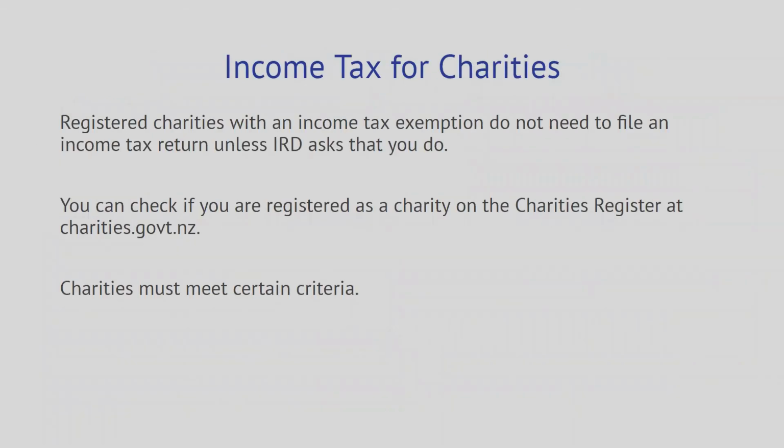So income tax for charities. Registered charities with an income tax exemption do not need to file income tax returns unless the IRD asks you to do so. So you can check if you're registered as a charity on the charities register at charities.govt.nz. It's super easy to do. So to become a registered charity, you must meet certain criteria. The big ones are that your constitution or trust deed must include the charity's purpose and activities, and these must be exclusively charitable, and none of the charity's income may be used or available for use to benefit any of its members, trustees, or associates.